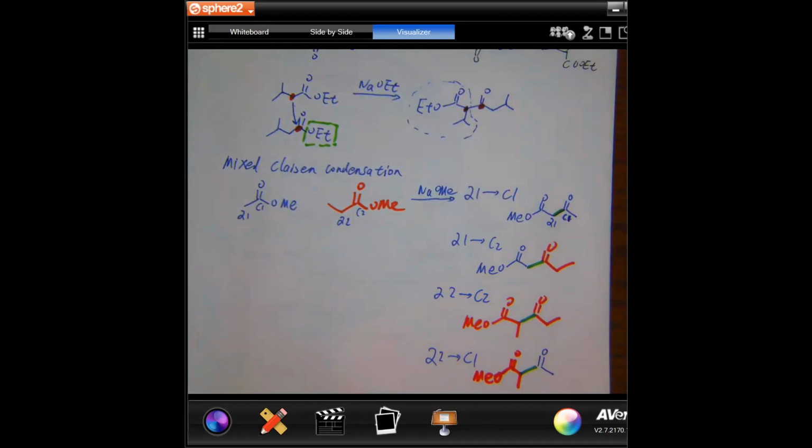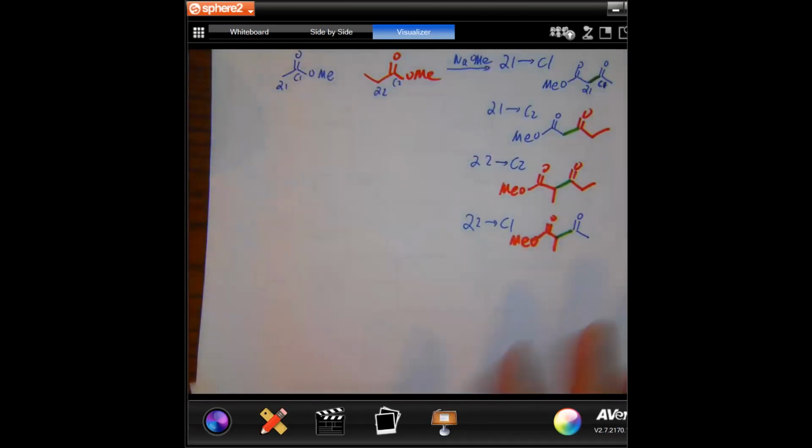Actually, in reality, we definitely don't want this mixed Claisen condensation product, because it's just a mess of a bunch of what we call beta keto esters, which are hard to separate because all of them have similar properties. In reality, if we have to do a mixed Claisen condensation, we just use the ester without alpha hydrogens, so this ester will only contribute the carbonyl.